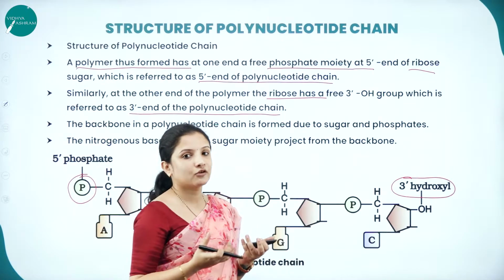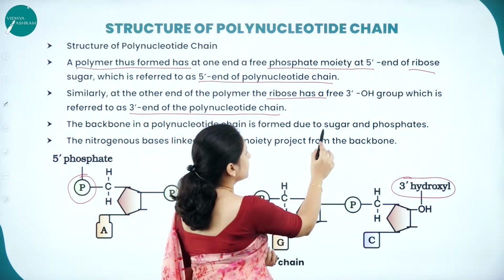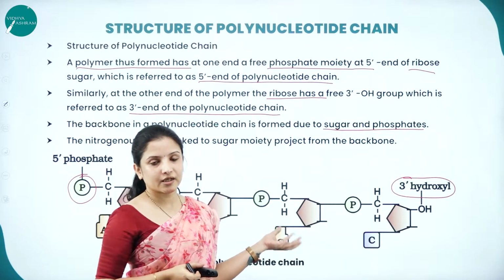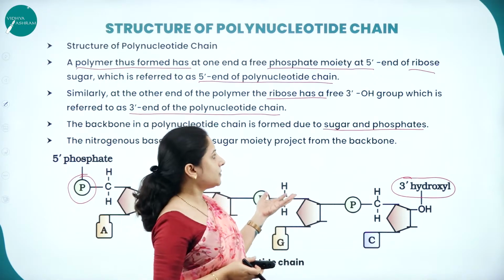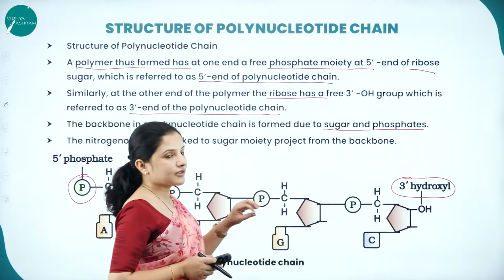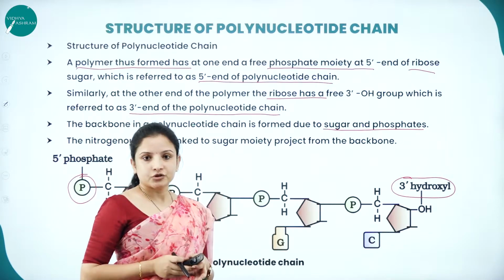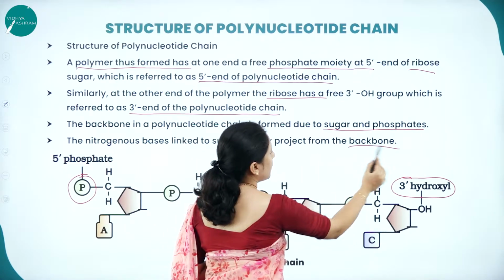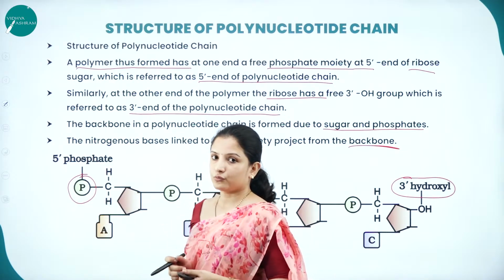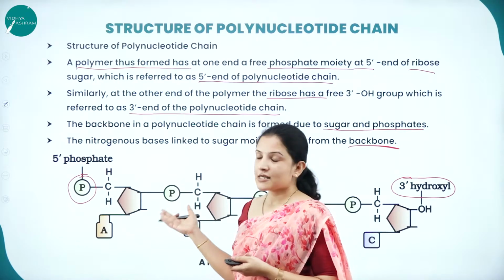So these are the two ends of the DNA, and the backbone of a polynucleotide chain is due to the sugars and the phosphates. In this particular case, the deoxyribose sugar and the phosphate form the backbone of the DNA, and it is this phosphate that decides the helical structure of the DNA, and the nitrogenous base linked to the sugar moiety projects from the backbone. So the backbone of the DNA is made up of the phosphate group and the sugar molecule. So this was about the structure of the polynucleotide chain.